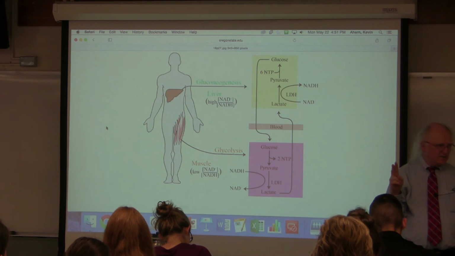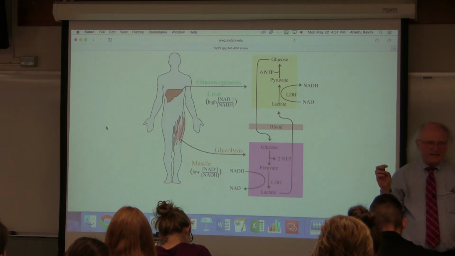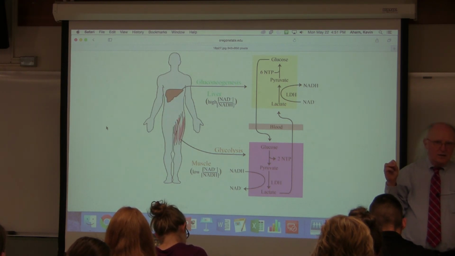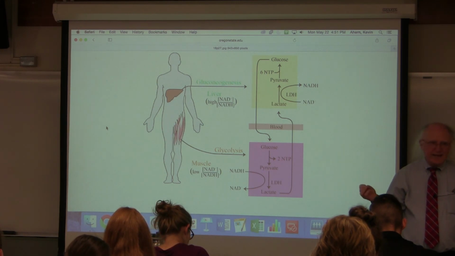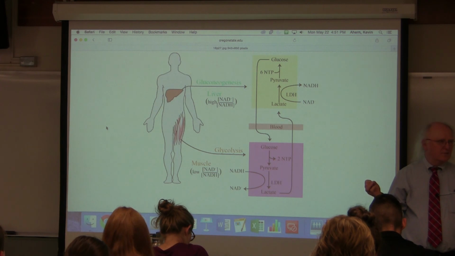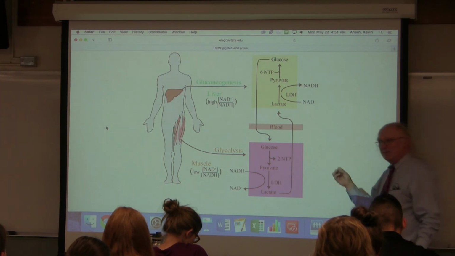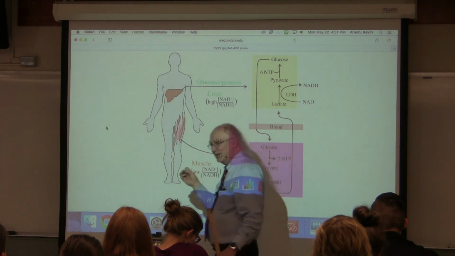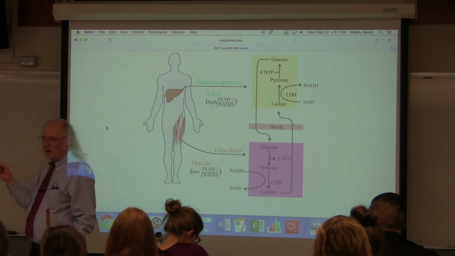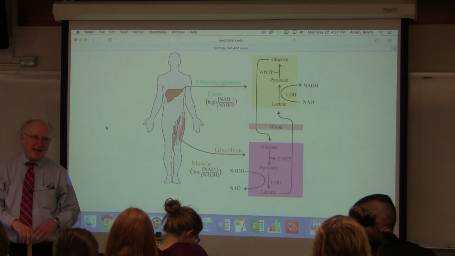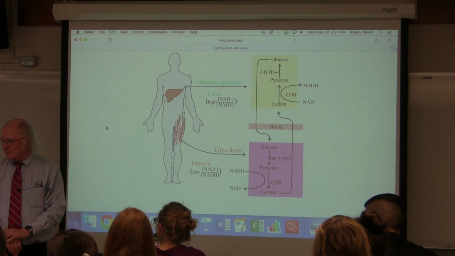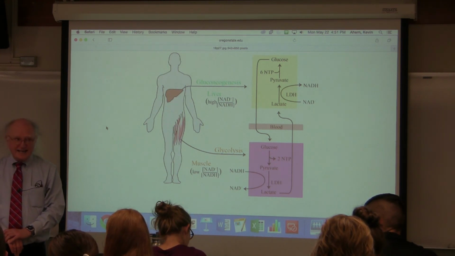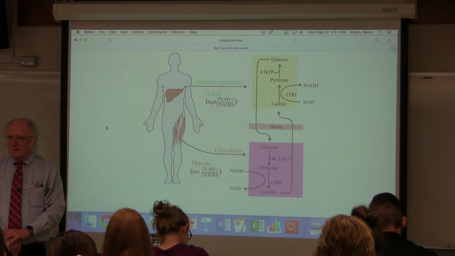If oxygen is present, depending on how we count it, and I tend to count on the high side, each glucose gives 38 ATPs. That's 19 times as much ATP per glucose when oxygen is present compared to when it's absent. 38 net ATPs.